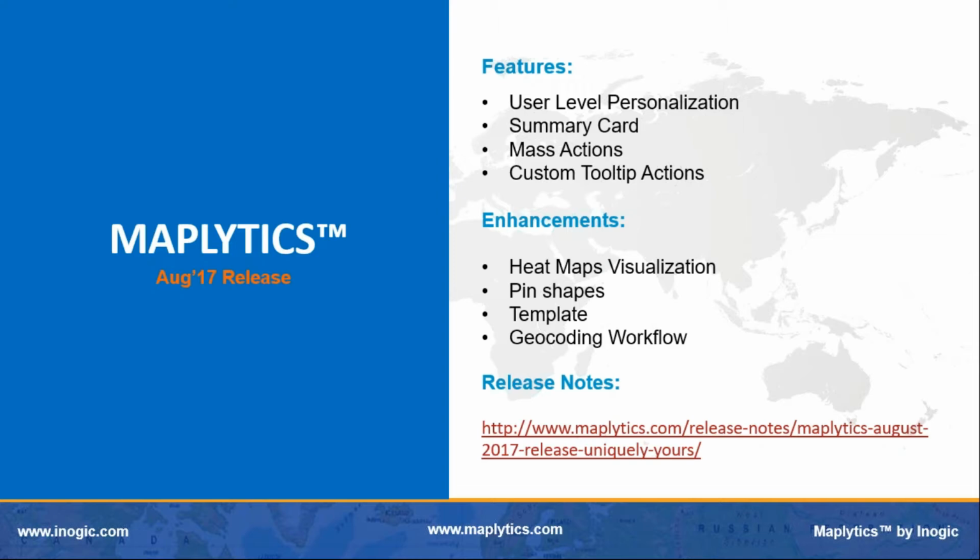The fourth is custom tooltip action. So users can now further define what kind of action they can take from one individual CRM record, or one individual pin on the map screen.